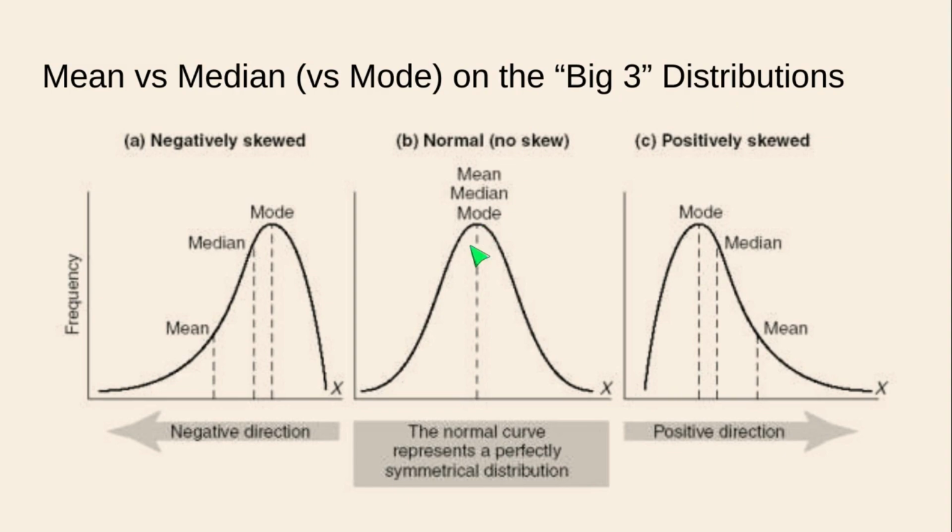Let's start with the distribution in the middle. It's titled normal or no skewness. However, the generic term for a curve like this is unimodal, one mode, and symmetric. All right, in that situation, the mean, median, and mode are right here.